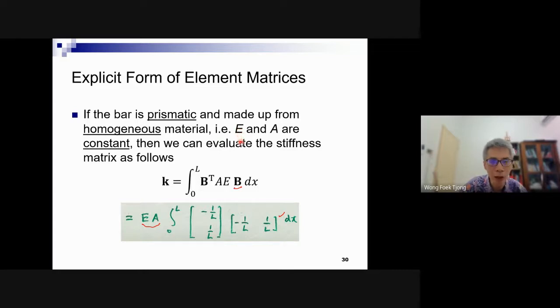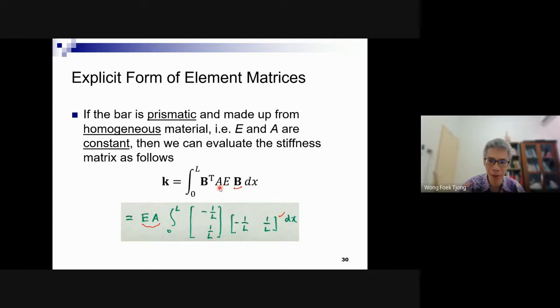But have you ever heard about a type of material called functionally graded materials? It's a kind of material that changes its mechanical properties gradually. It's popular in Japan. There are some research papers about that. For that material, E is not constant; it's a function of X. So we can also develop the stiffness matrix using this formula. Just change this into a function of X.